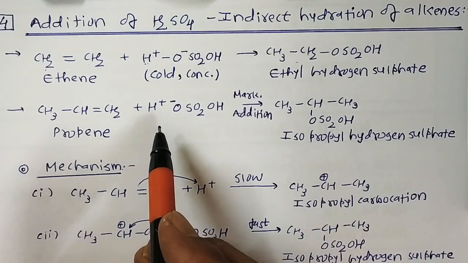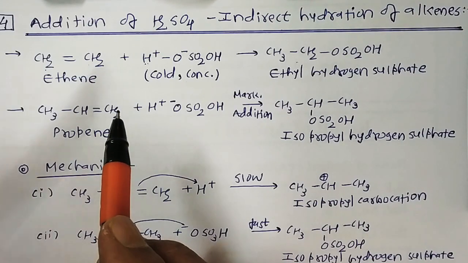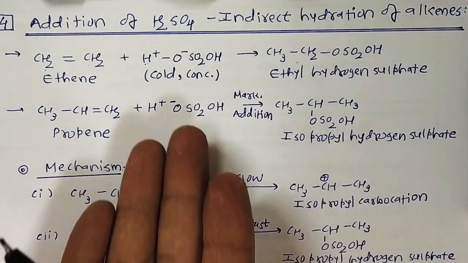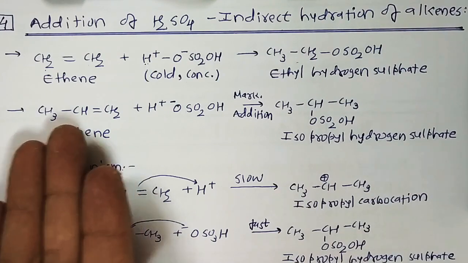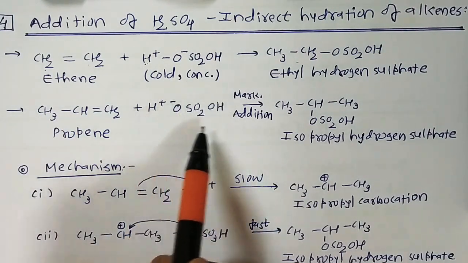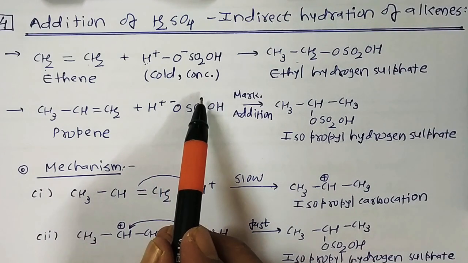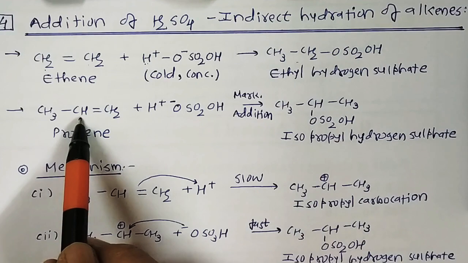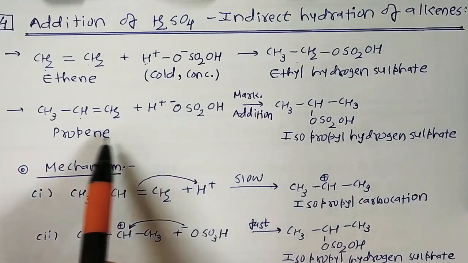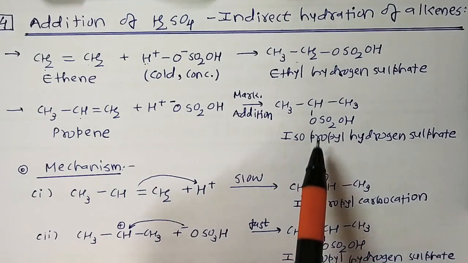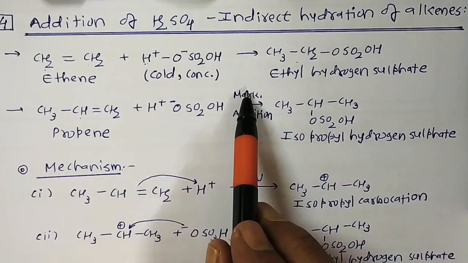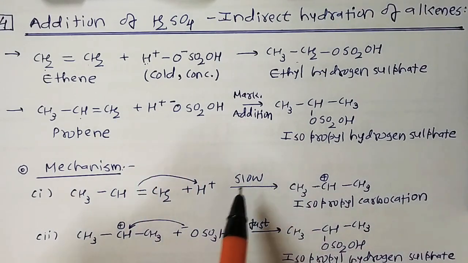What is the Markovnikov rule that we studied in our last sessions? The addition of unsymmetrical reagents such as HX, H2O, HOX, or H2SO4 to unsymmetric alkenes occurs in such a way that the negative part of the adding molecule goes to the carbon atom of the double bond which carries the lesser number of hydrogen atoms. Here only one hydrogen, there two hydrogens. So the negative portion is attached to this particular carbon. So we get a product like that, called isopropyl hydrogen sulfate. This addition follows Markovnikov because a secondary carbocation is more stable than a primary carbocation.